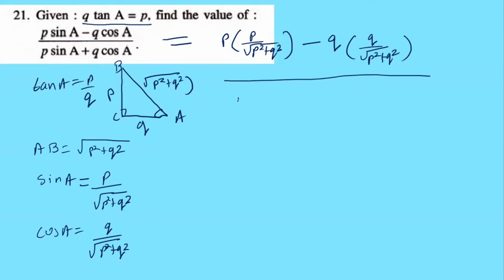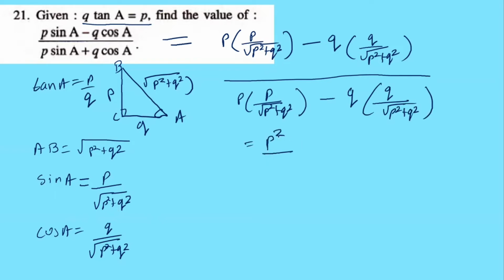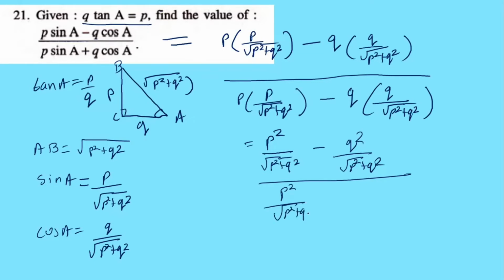Denominator is P sin A again. So P into P upon root of P square plus Q square, minus Q cos A, that is Q into Q upon square root of P square plus Q square. So P times P is P square upon square root of P square plus Q square, minus Q times Q is Q square upon square root of P square plus Q square. Denominator we have P square upon root of P square plus Q square, plus Q square upon square root of P square plus Q square.